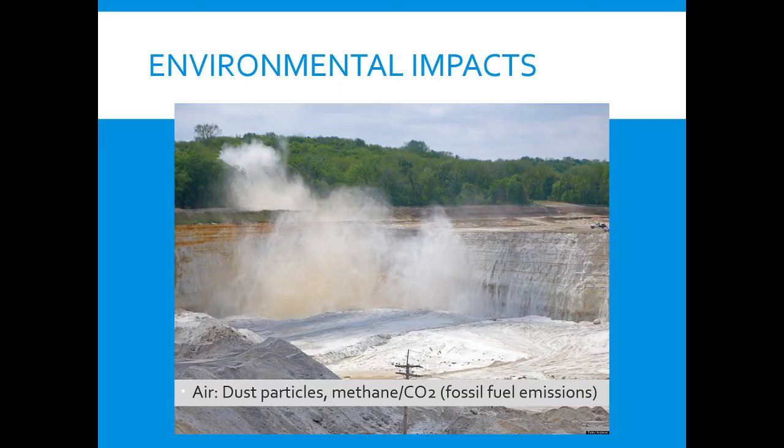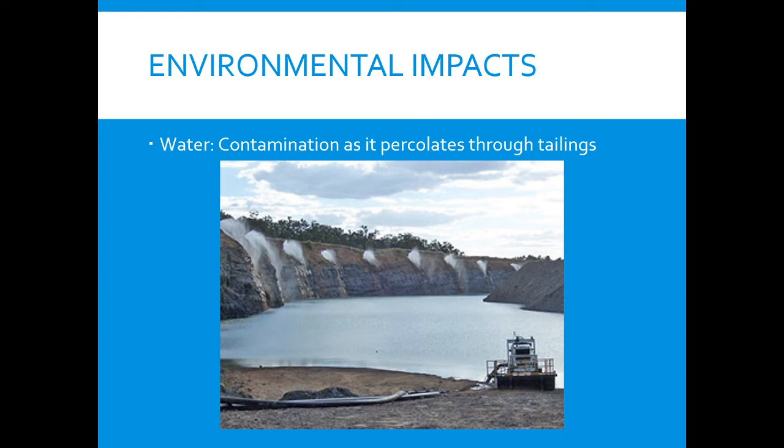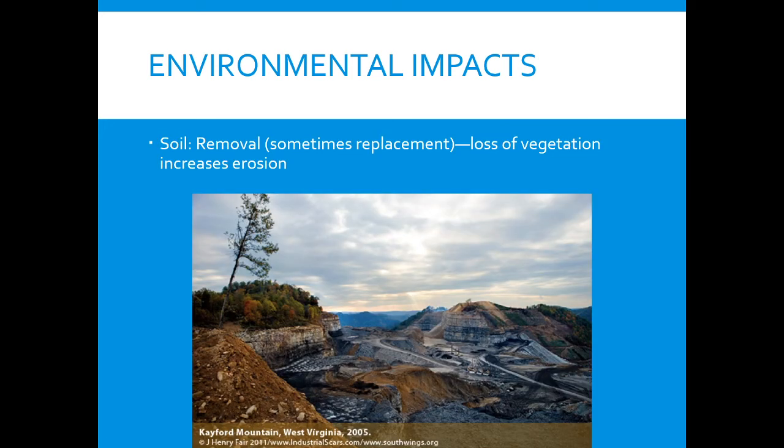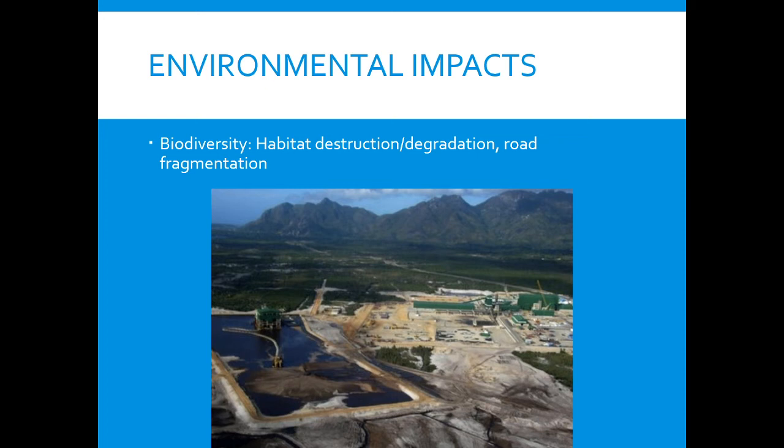Now, some of the impacts. Well, there's air impacts, which can cause dust particles, methane, and carbon dioxide through fossil fuel emissions. Water can be contaminated as it percolates through the tailings, because tailings can contain chemicals that are used to remove ore chemically from their parent material. You can also have soil erosion and soil nutrient loss through the removal. Sometimes it's replaced. There's vegetation that is taken out, so this can increase the erosion.